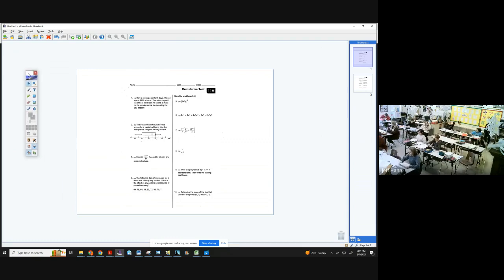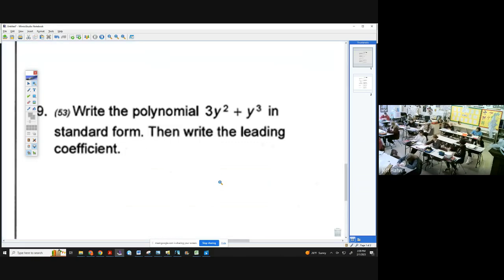Where are we at? What was number 9? Number 9, y cubed plus 3y squared. Let's start with that one, because I'm going to take the fall on this one. This is an easy one that you shan't get wrong, ladies and gentlemen, if you just jot this down for yourself.